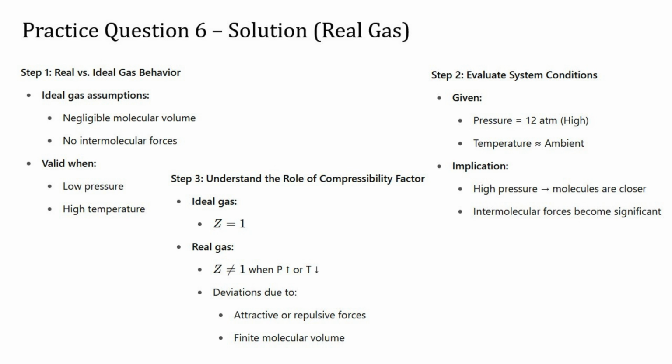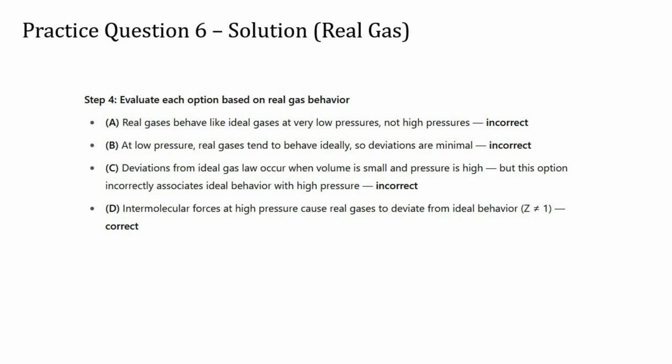To quantify these deviations, we use the compressibility factor, Z. For an ideal gas, Z equals 1. But for a real gas under high pressure or low temperature, Z differs from 1, reflecting the influence of real gas effects. In this case, because the pressure is high, Z would not equal 1, indicating non-ideal behavior caused primarily by increased molecular interactions. Evaluating the multiple choice options, we can see that choice D correctly identifies the underlying cause. It explains that at high pressure, the molecular interactions become significant, which in turn makes the compressibility factor deviate from unity, thus leading to inaccurate predictions by the ideal gas law.